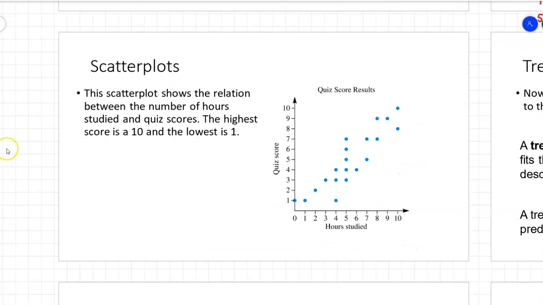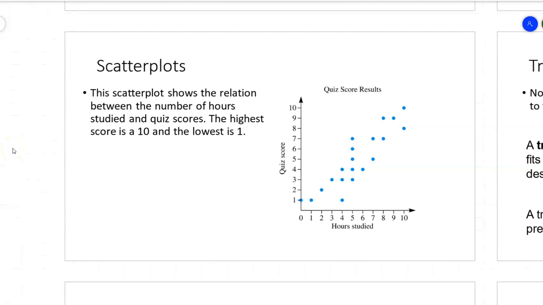All right, so here's an example of a scatter plot. When we read a scatter plot, we take a look at the axes, we take a look at the units, we take a look at the scale, and see what information it has for us. So notice that the title says quiz score results. So this is a result of a quiz somebody took, or a lot of people took. Down here on this axis is number of hours that they studied. On the vertical axis is their score on the quiz. It says the highest score is a 10, the lowest score was a 1.